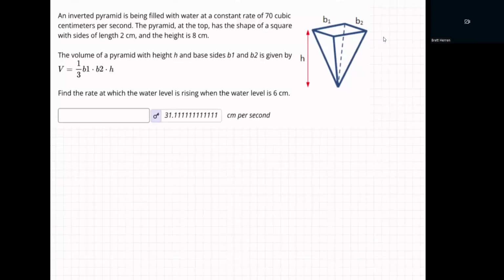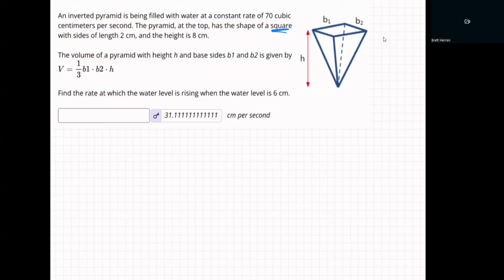Okay, so on this one, we got an inverted pyramid. It's being filled with water at a constant rate of 70 cubic centimeters per second. The pyramid at the top has the shape of a square. It's going to be important, with sides length 2 and the height is 8. The volume of the pyramid with height h and base sides b1 and b2 is given by the formula. Find the rate at which the water level is rising when the water level is 6 centimeters.